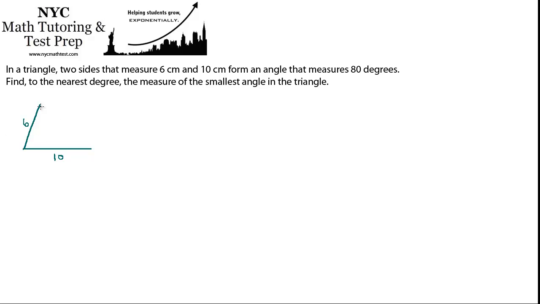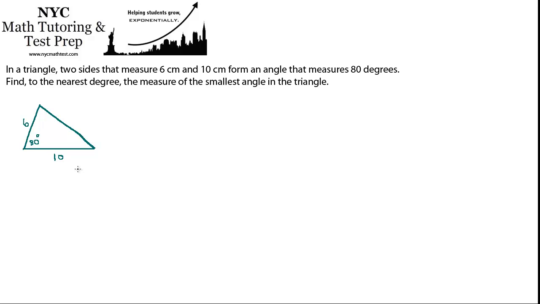And then this here is going to be the third side. Let me see if I can draw this somewhat straight. Okay, so there's our third side. And we don't know how long that is yet. And it says that it forms an angle, so the angle between the 6 and the 10 is 80 degrees. So this was the angle that we were trying to make 80 degrees.